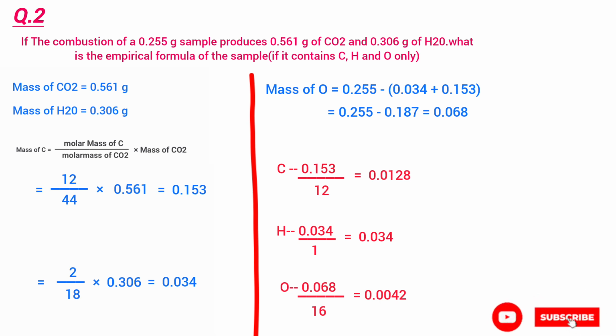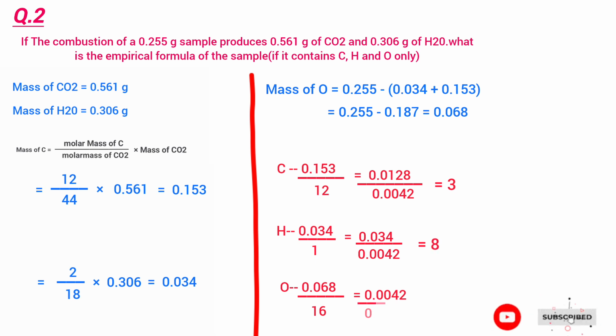Dividing 0.0128 by 0.0042, we have 3. Dividing 0.0340 by 0.0042, we have 8. Dividing 0.0042 by 0.0042, we have 1. So, in this case, we have carbon, hydrogen, and oxygen in a ratio of 3 to 8 to 1. So the empirical formula of that sample is C3H8O.